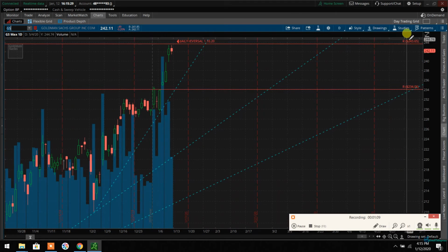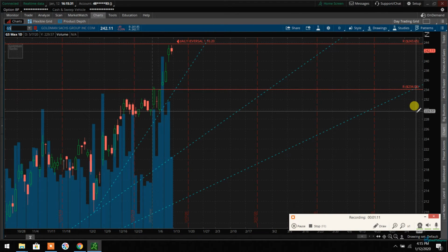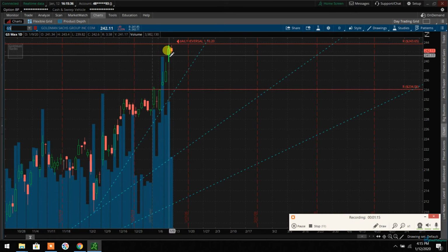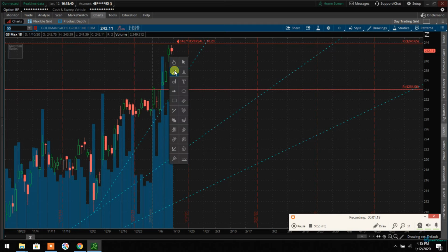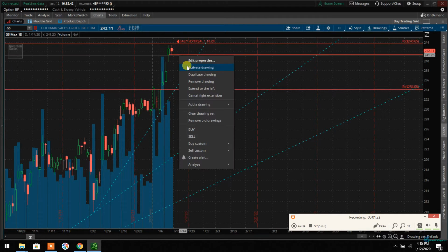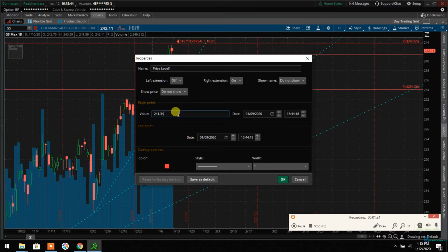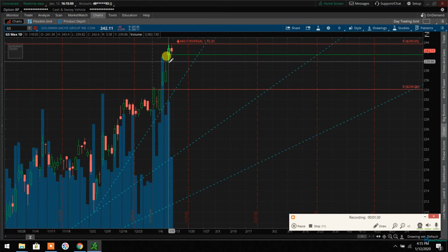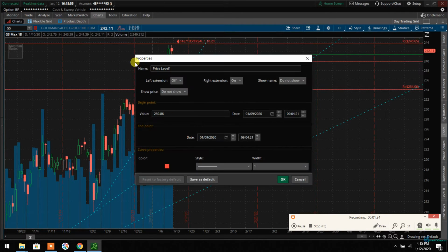So you can see Goldman Sachs, we're hitting a pretty strong resistance around that 243.65 area. So we just want to get it below this opening price of 241.34. And our first short target is going to be 239.86.